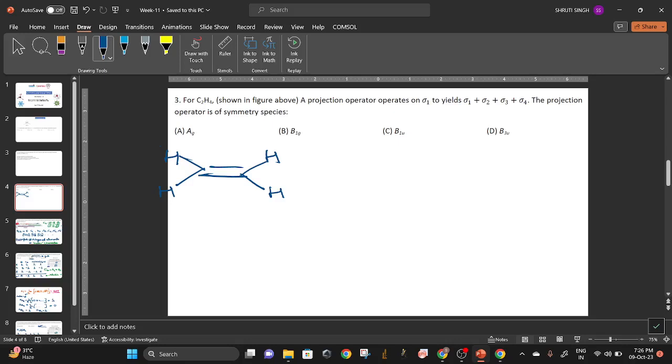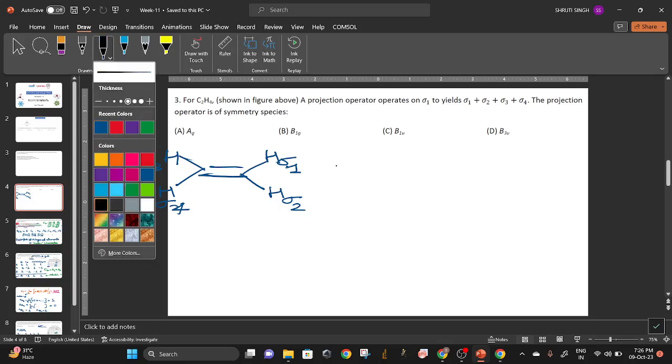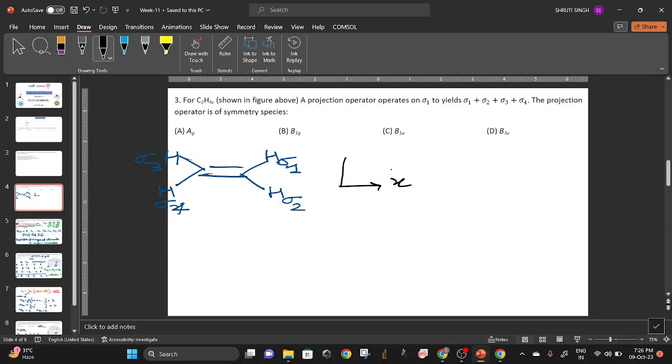Now the projection operator operates on sigma 1. What is sigma 1, sigma 2, sigma 3? Let's write. This is sigma 1. Sigma 1 means the s orbital of hydrogen. Sigma 2, let's write sigma 3 here and sigma 4. And let us write the coordinate system also. So this is the x-axis, this is the y-axis.